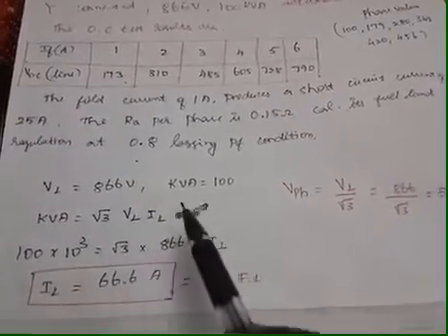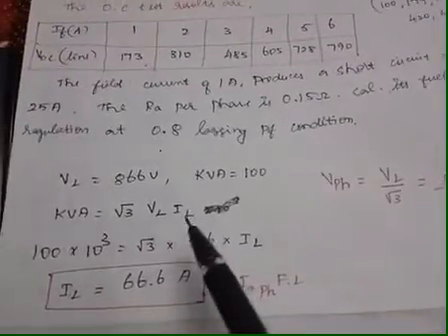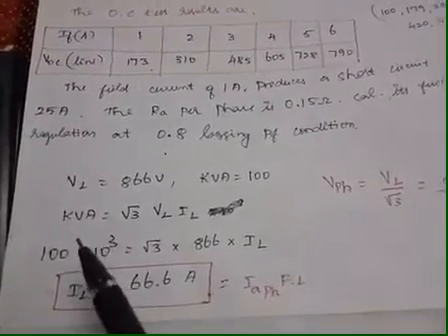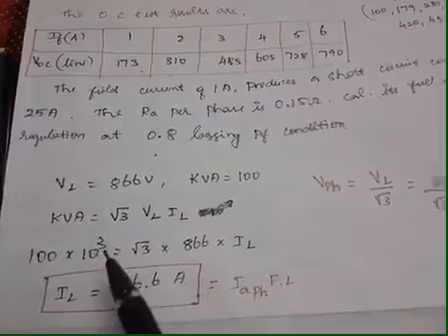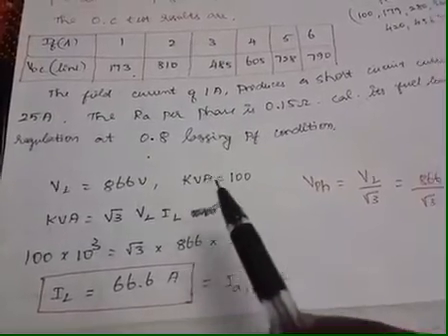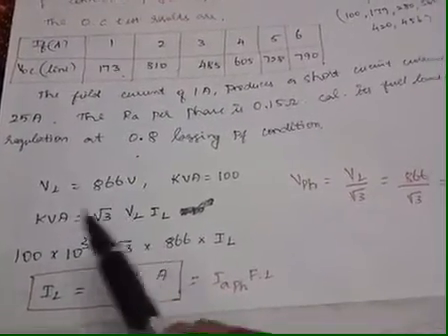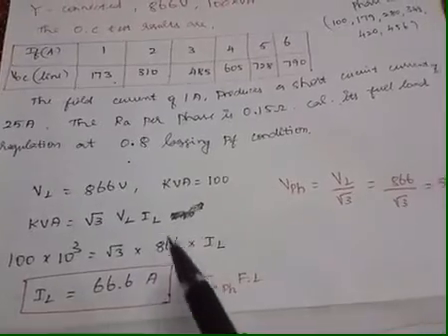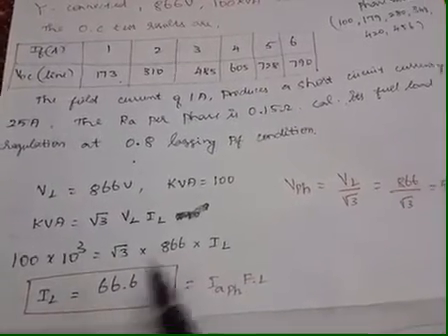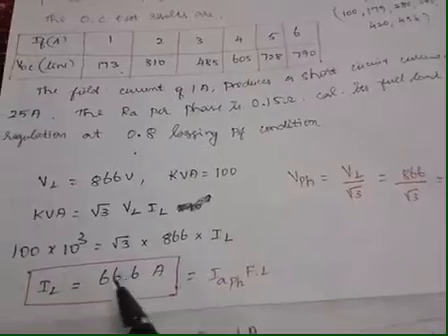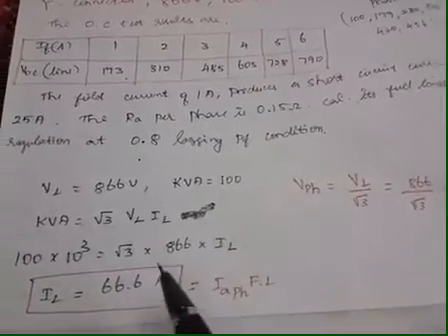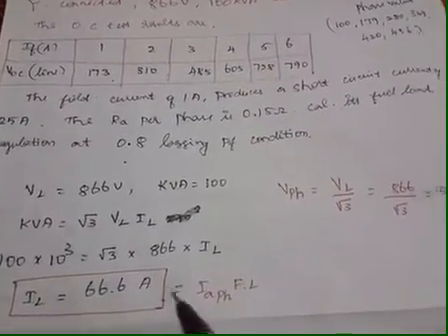Using these two data you can find the IL. kVA equal to root 3 VL IL. What is the value of the kVA? 100 into 10 power 3, because it is kilovolt ampere. This is the formula: 100 into 10 power 3 equal to root 3 into 866 into IL. From this equation you can find IL equal to 66.6 ampere. For the star connection, IL equal to I phase.